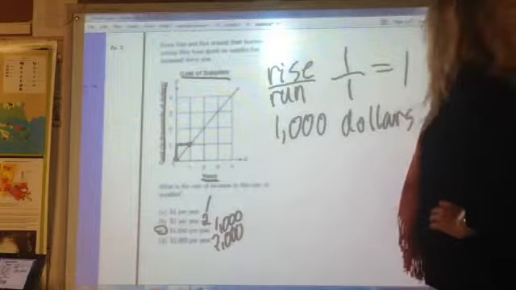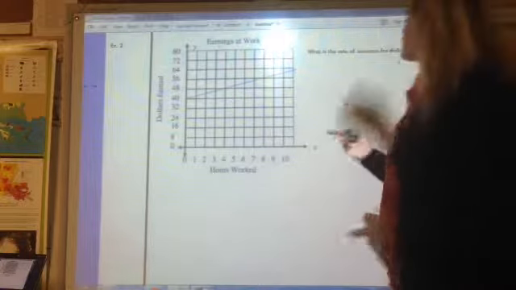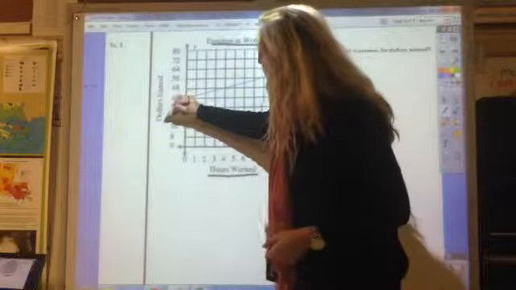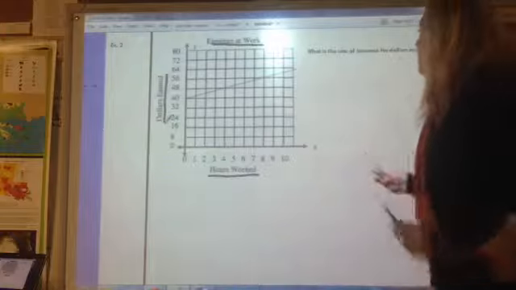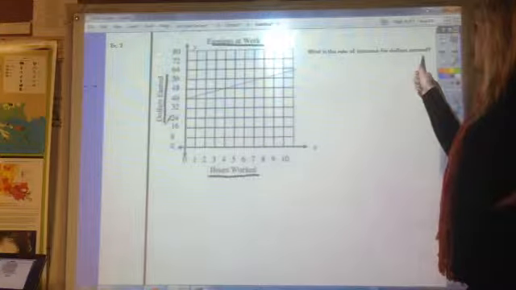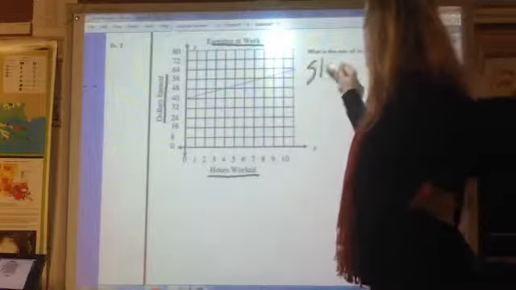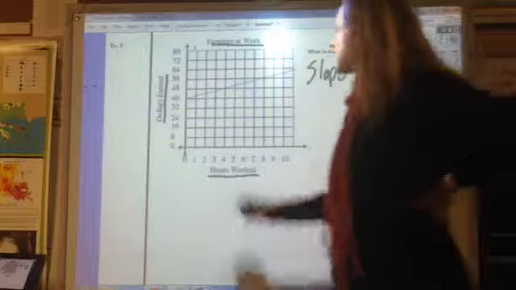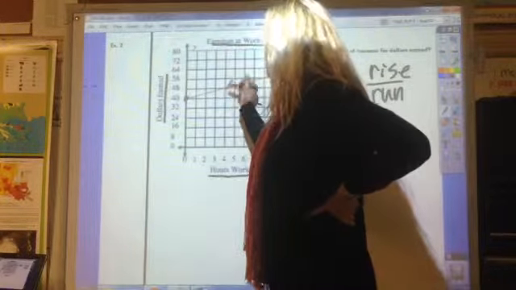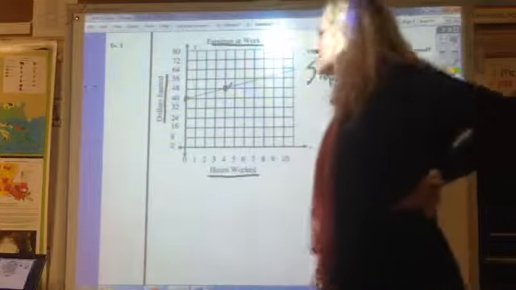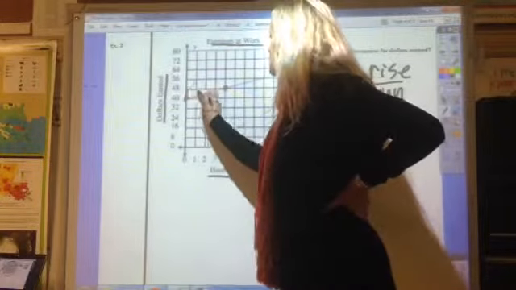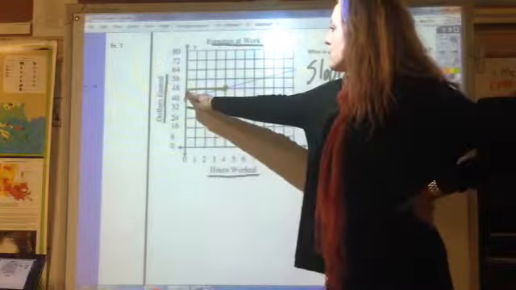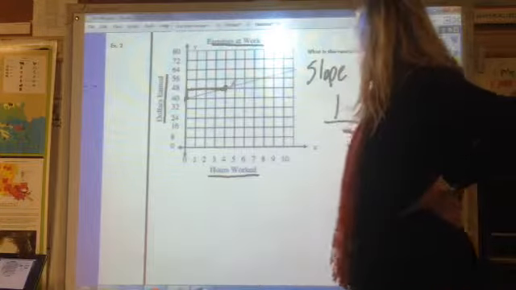Let's do another one. This graph is representing earnings at work. The x-axis is telling me how many hours were worked, and the y-axis is telling me dollars earned. My question is, what is the rate of increase for dollars earned? Again, I'm just finding my slope, so I'm looking for rise over run. I need to find the rise and run between two clear points. I'm going to start at my y-axis and find the next clear point, and find the slope between these 2 points. My rise is going to be 1, because I go up 1, and then I go over 1, 2, 3, 4 places.